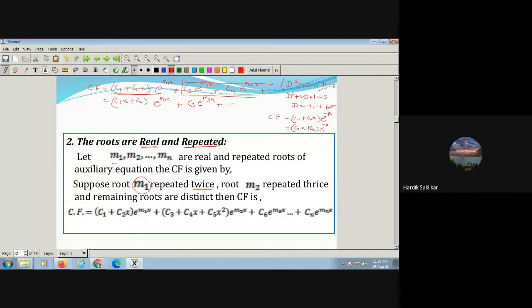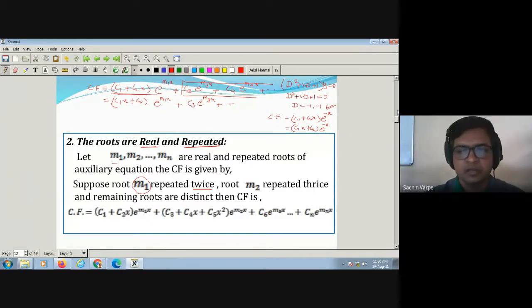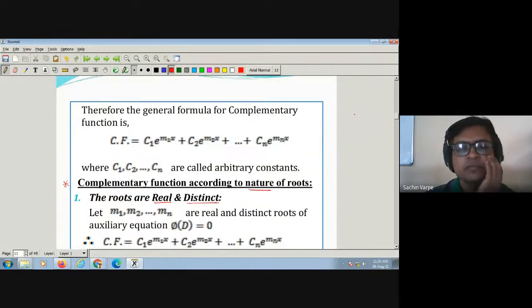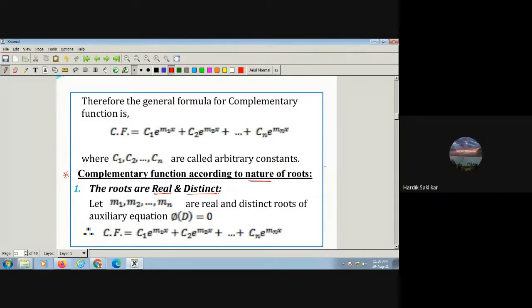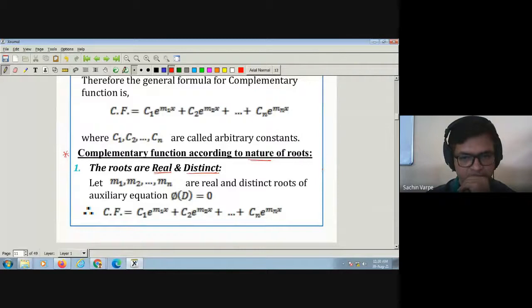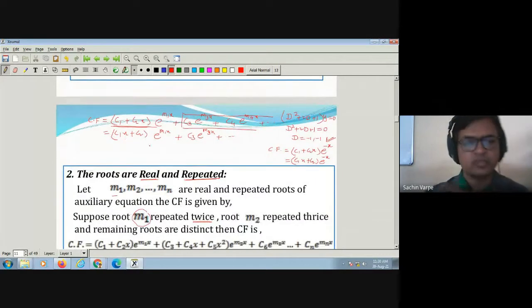Sir, can you show the previous page? Yeah. Just a minute. Okay. Thank you, sir. So all the three columns.